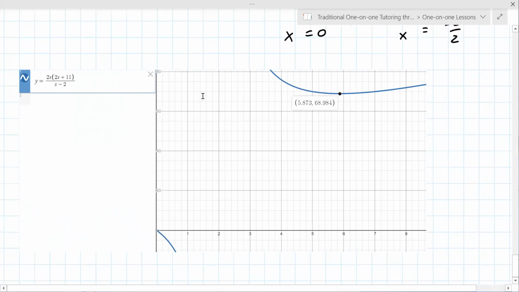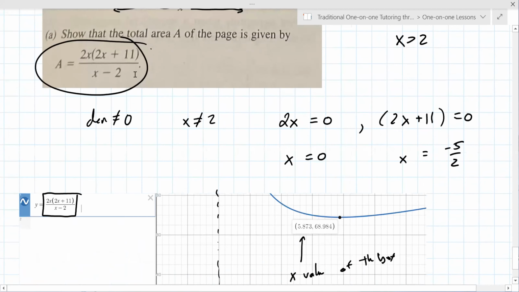All right, so the problem here too is that there's a vertical asymptote when you graph it. So this thing comes down, and this is the X value of the box. But this right here is not the Y value. It's the thing that this represents. This represents the value of A.